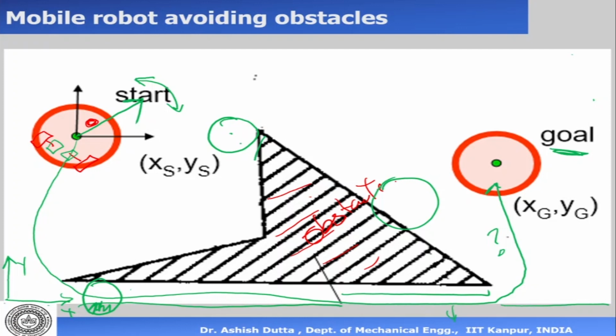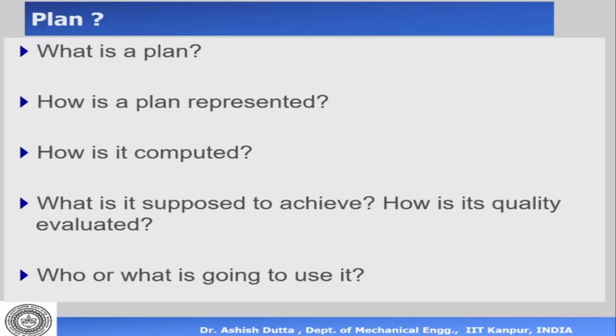So the program is actually a plan in a way. What a plan is, is the first thing that we need to see. This program must have a plan, how to get you from one point to another point. Next is, how is the plan represented? It is going to be represented as a computer program. So robot motion planning or path planning is basically writing computer programs in which the input is going to be the geometrical data, and the output is going to be the plan, if there is a plan. How is it computed?